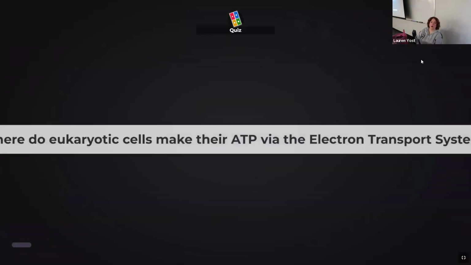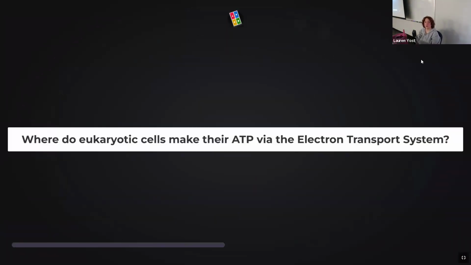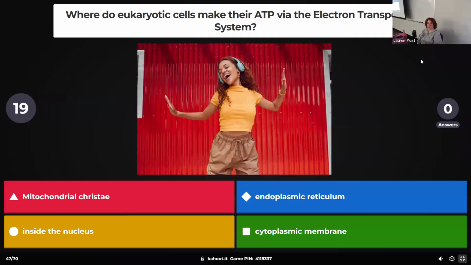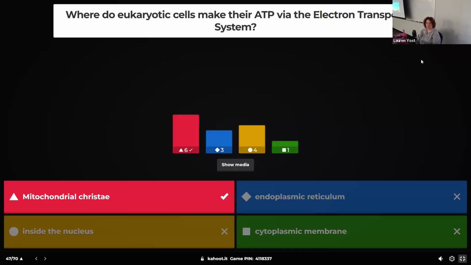Good. All right, so where do eukaryotic cells make their ATP in the electron transport chain? Where is the electron transport chain in a eukaryotic cell? Where does the electron transport chain happen? So this happens on the folds of the inner membrane of the mitochondria. This is called the mitochondrial cristae.